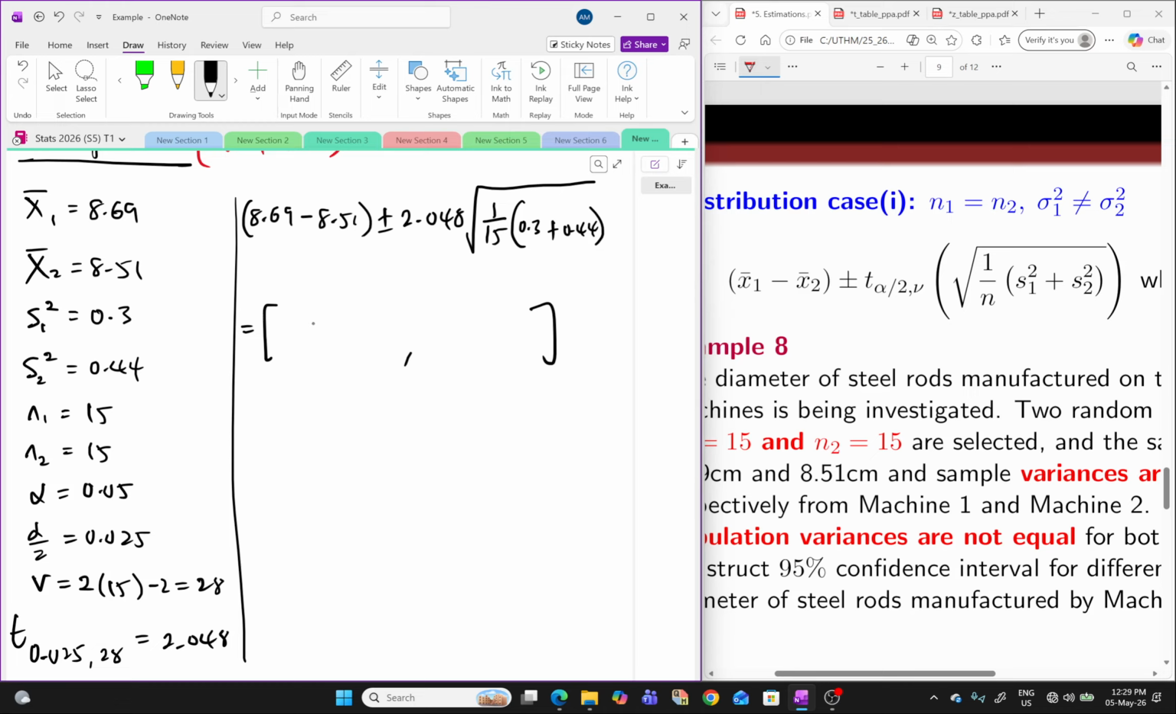So if you do this, you will get negative 0.2. Did you guys get this? You have two decimal places.